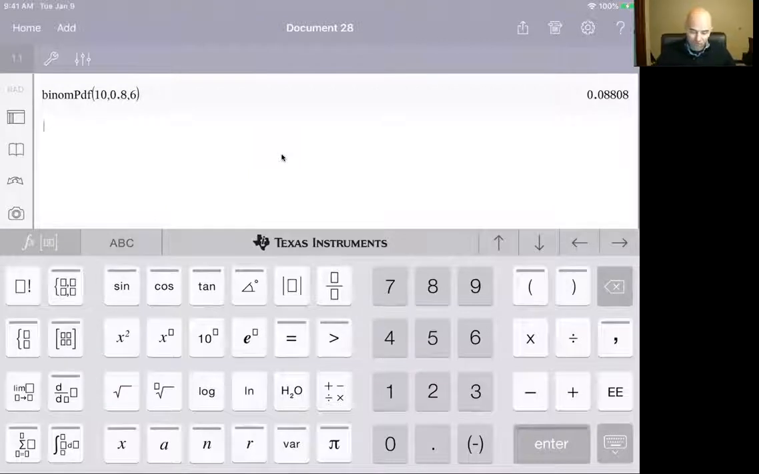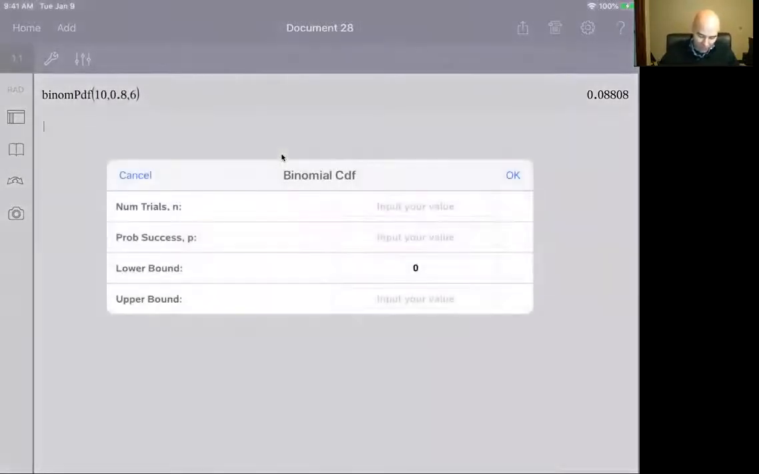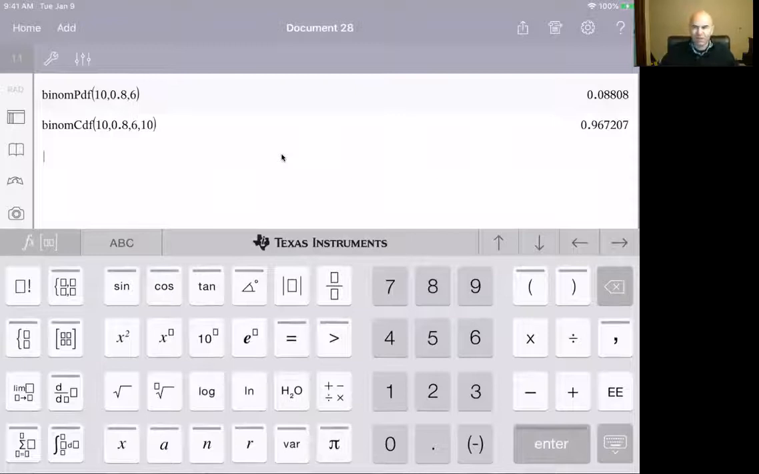There's an 8.8% chance. Now, if I wanted to find the probability of getting 6 or more, I would do a CDF, which is cumulative density function. Again, I'm shooting 10. I have an 80% chance of success. I want 6 or more, so 6 to 10. And I would get 96.7%. Okay, so that's the binomial CDF and PDF function in your calculator for calculating probabilities in the binomial distribution.